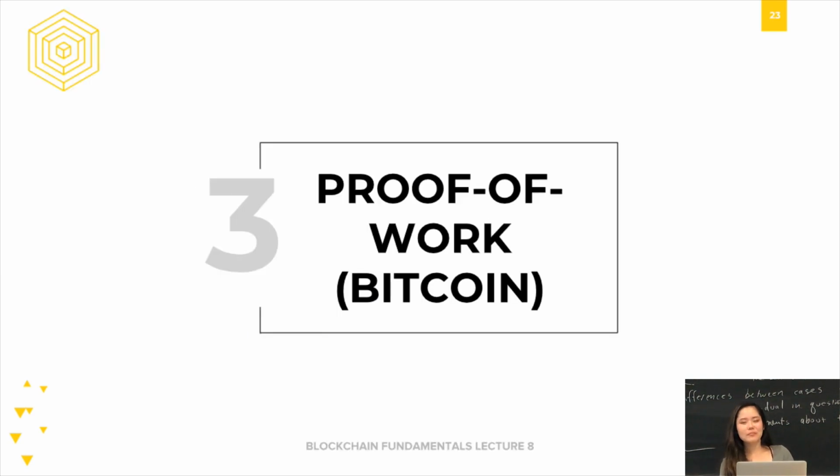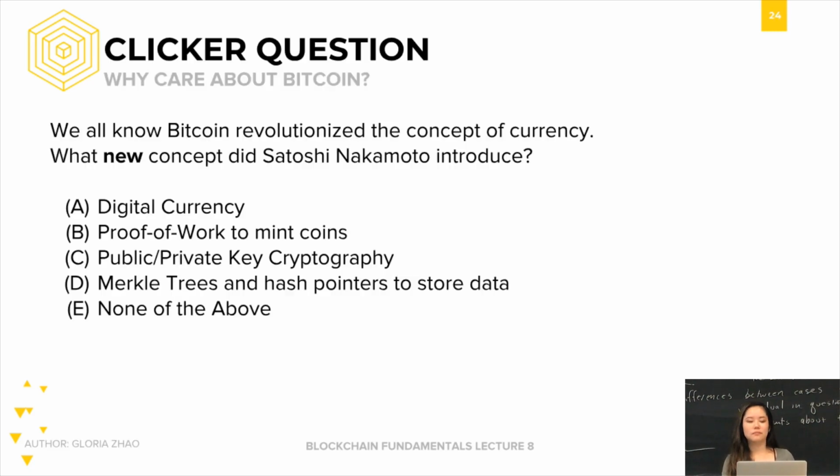All right. So let's apply cryptoeconomics to proof of work, or Bitcoin actually. So I have a clicker question for you. We all know that Bitcoin revolutionized the concept of currency. It was this big new thing. There were other tries that happened before, but Bitcoin was the first to succeed. So what new concept did Satoshi Nakamoto really introduce?